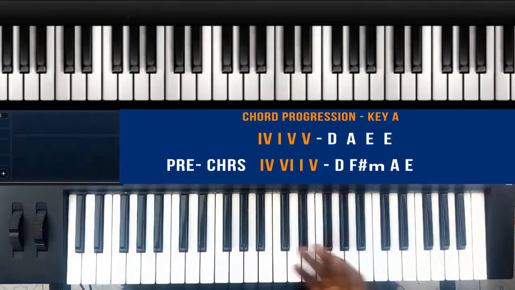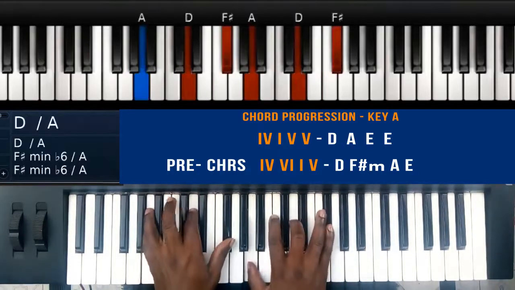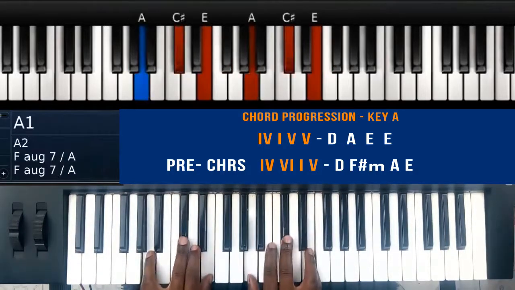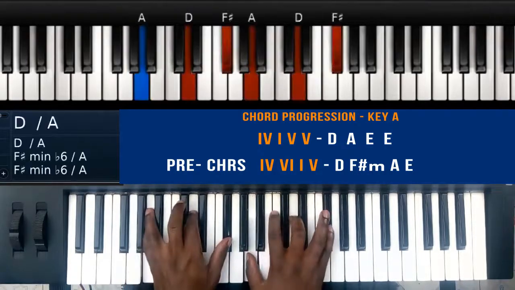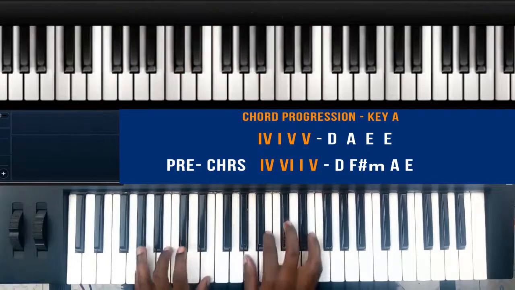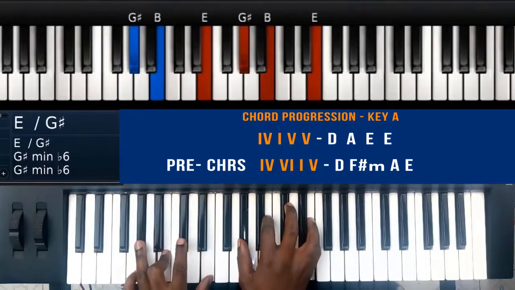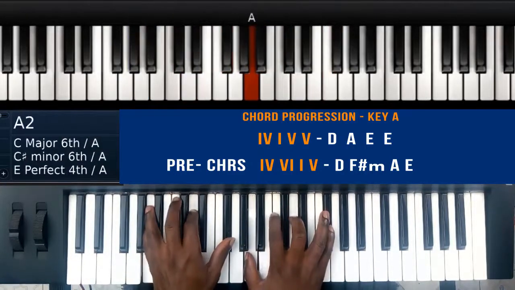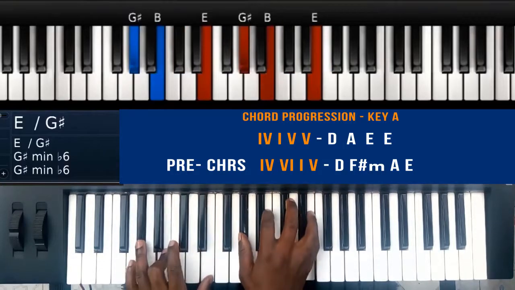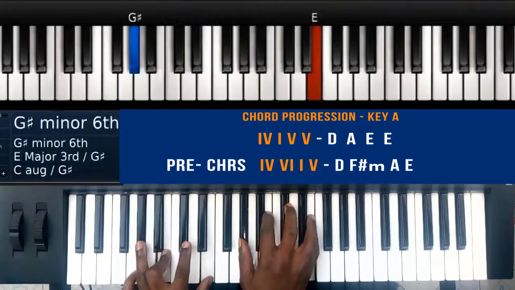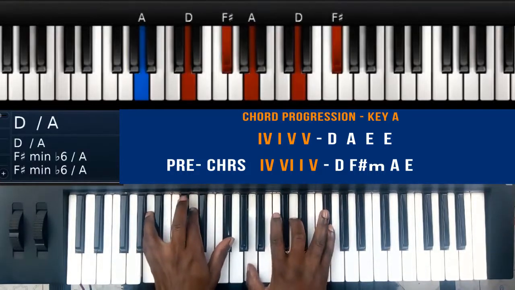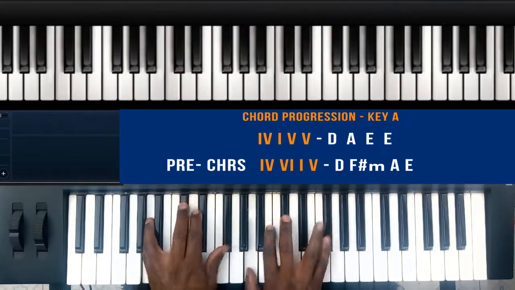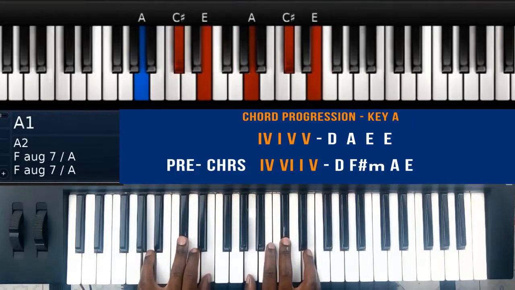So you could just practice it with that, just plain, straight chords. 1, 2, 3, 4. 1, 2, 3, 4. The pre-chorus progression is 4, 6, 1, 5.